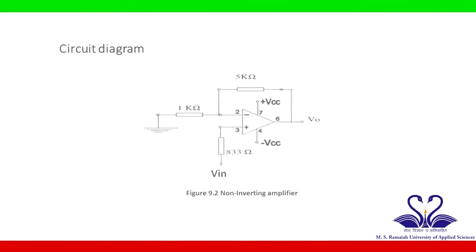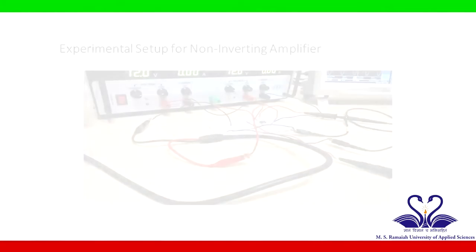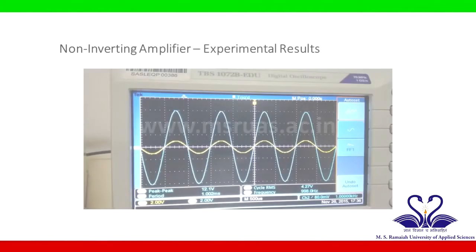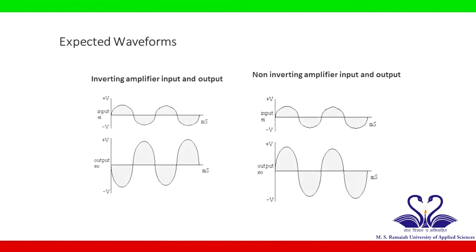Figure shows the circuit diagram of op-amp non-inverting amplifier. Here, input is applied to the non-inverting terminal of the op-amp IC. Figures show the experimental setup, breadboard connection and waveforms of a non-inverting amplifier on oscilloscope screen. Expected waveforms in the figure give a comparison of output waveforms of inverting and non-inverting op-amp amplifier.